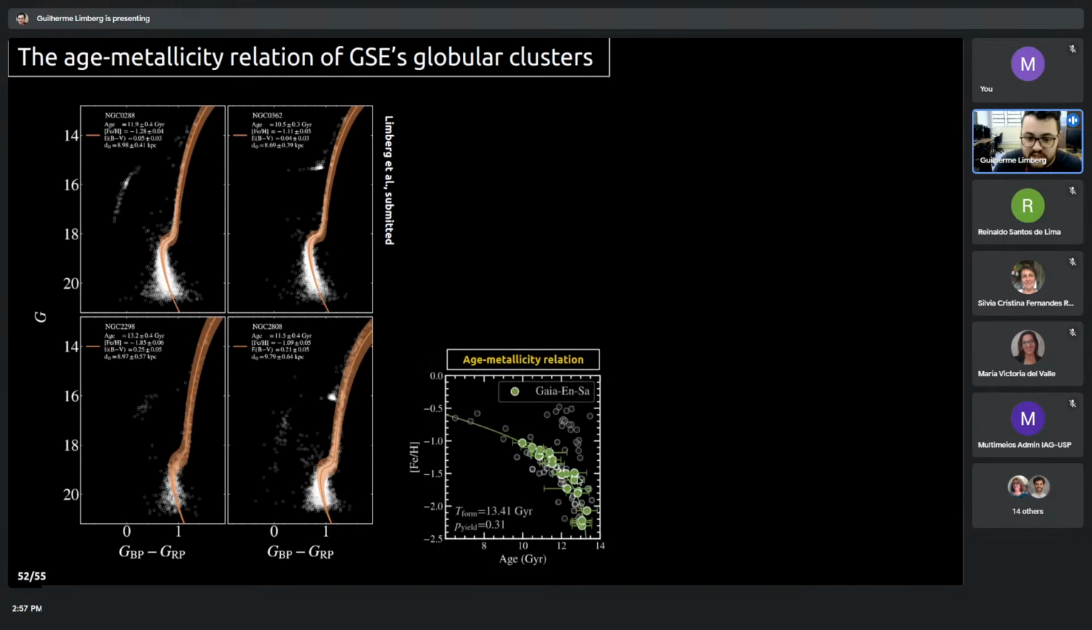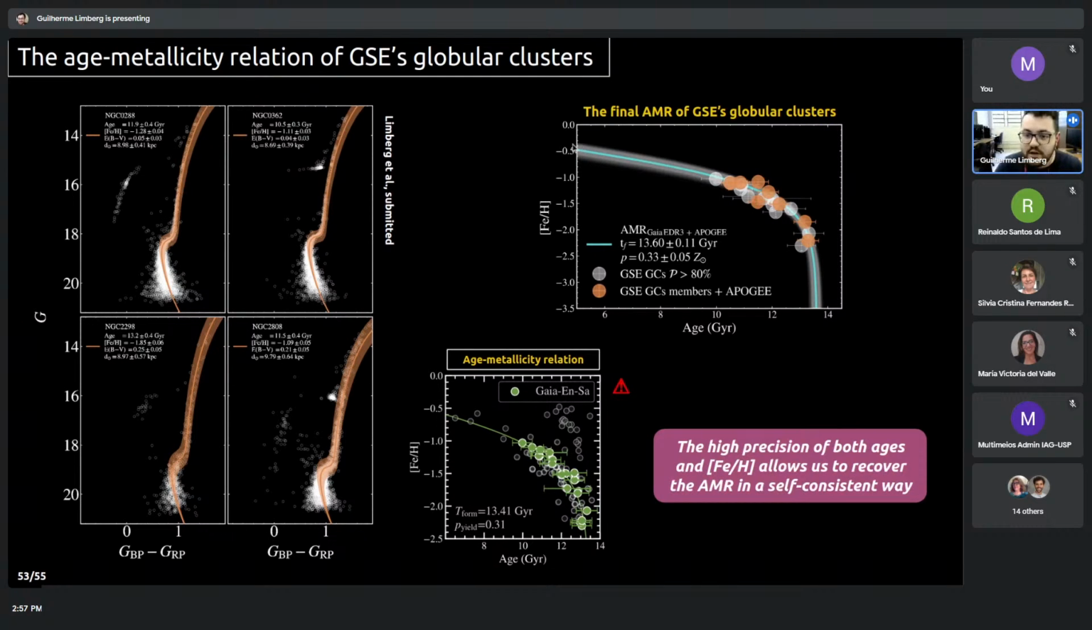And in comparison, in the literature we had this age-metallicity relation, which was derived from a compilation of ages and metallicities that were not determined in a homogeneous way. And this is the final age-metallicity relation that we get. You can see that this age-metallicity relation is very well constrained because of how precise both the metallicity and the age determinations are in our sample of globular clusters.